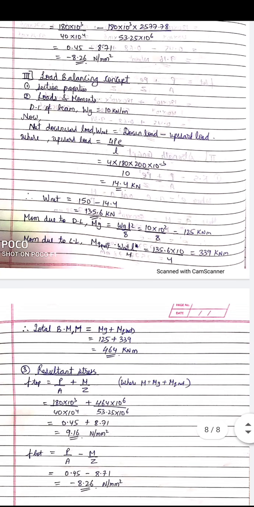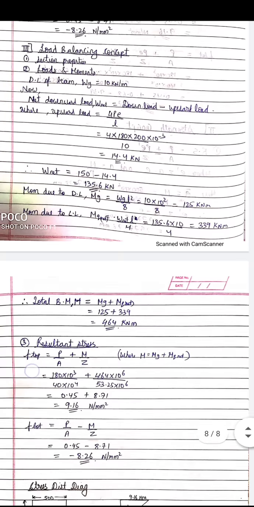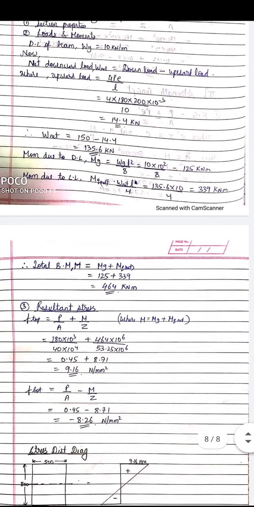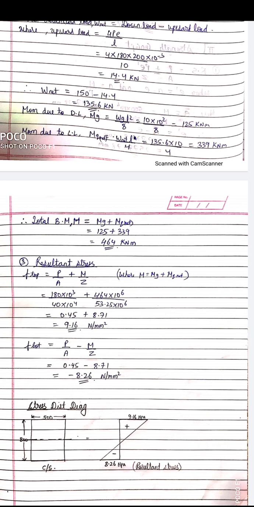So moment due to dead load mg remains the same, WL square by 8. Now moment due to live load mq is WL by 4, where W is W net. So it comes out to be 339 kilonewton meter. So total bending moment M is mg plus mq net. Now the resultant stress for the load balancing method is given by P by A plus M by Z, where M is the total mg plus mq net we have seen in the first problem.